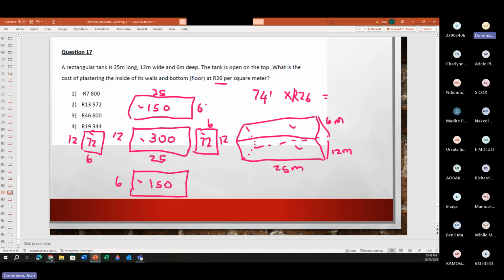744 square meters. And if 1 square meter is 26 Rand, how much will be 744? So we multiply 744 by 26, and we get 19,344.